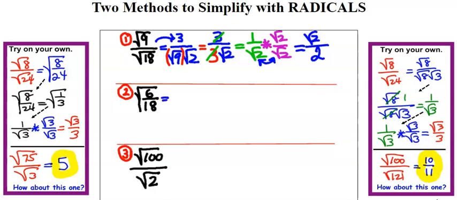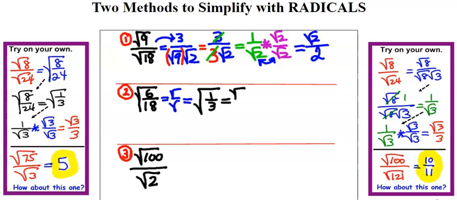The second problem here goes against the rule that you're not allowed to have a fraction under a radical. Well, we could split it up into two radicals, top and bottom. But I think the best thing here is to reduce the radical inside the original problem. You'll notice 6/18 is 1/3.